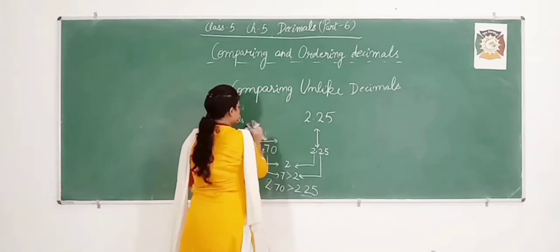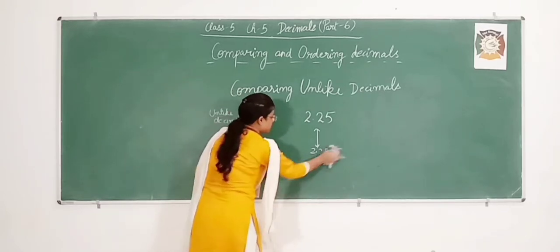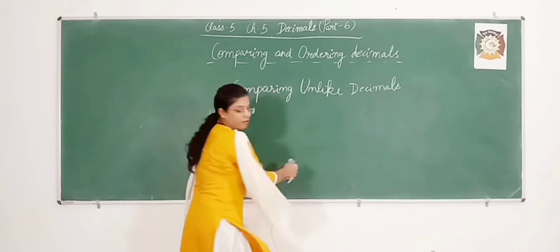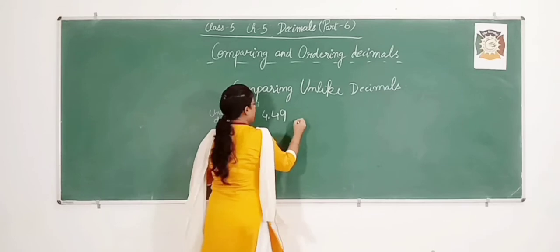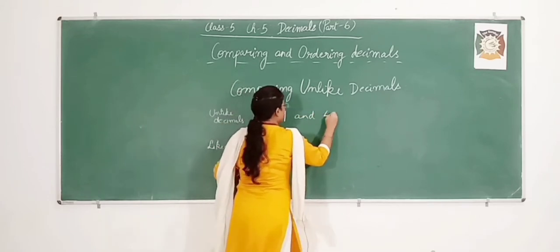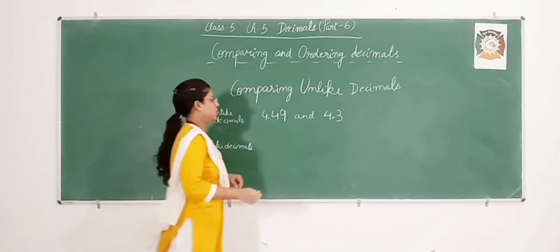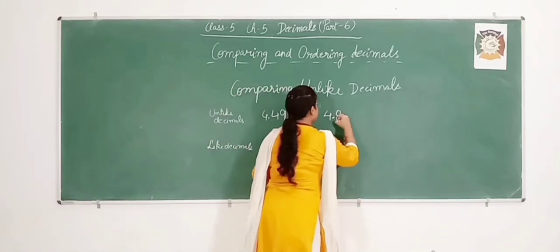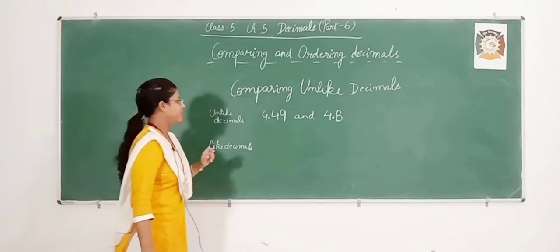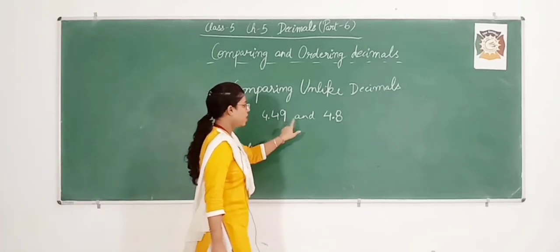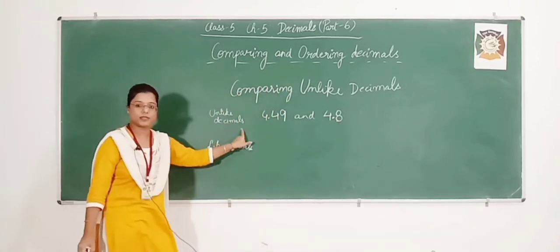Next numbers that I am going to take for unlike decimals are 4.49 and 4.8. Now you see the number of decimal places in this number is 2 and the number of decimal places here is 1. So clearly they are unlike decimals, right?